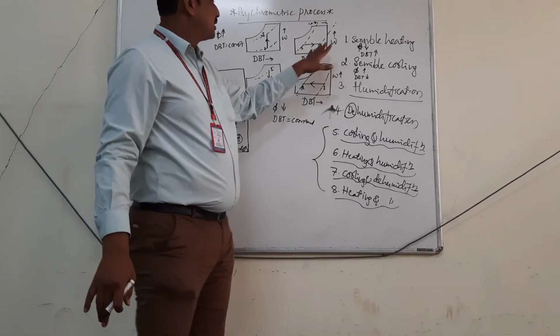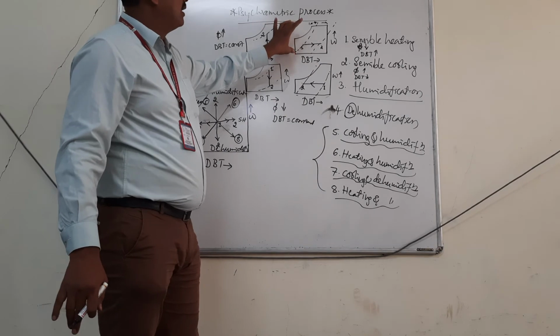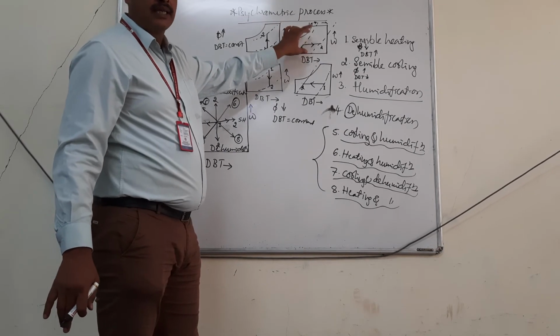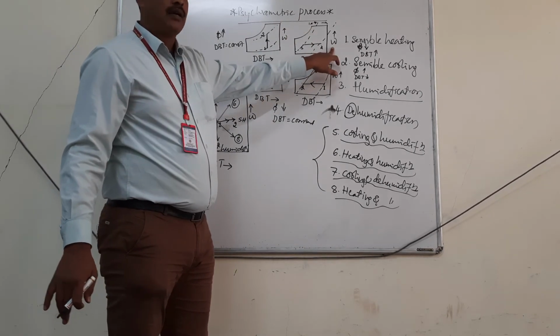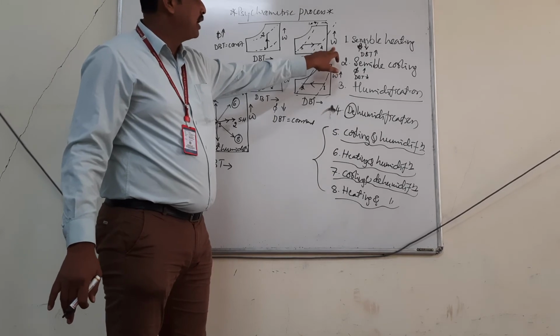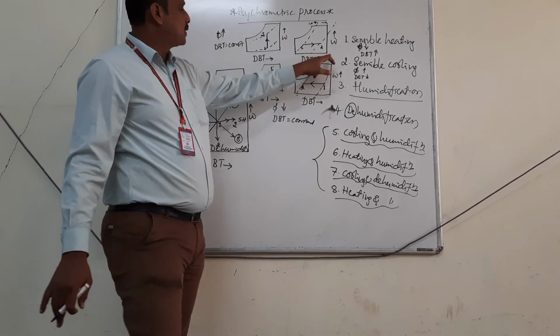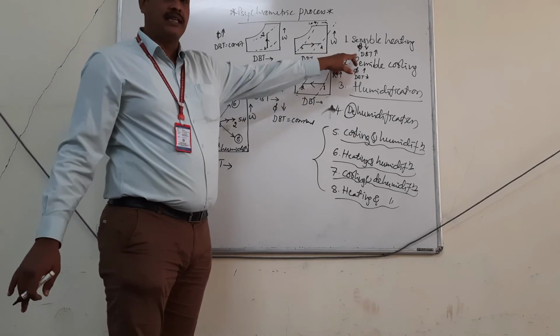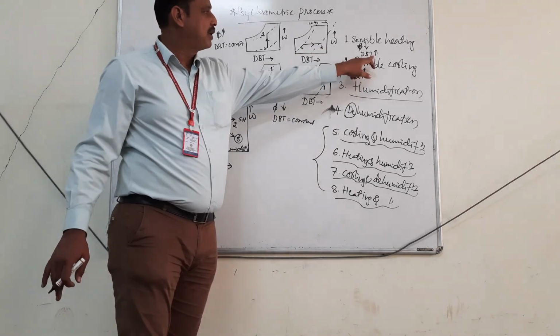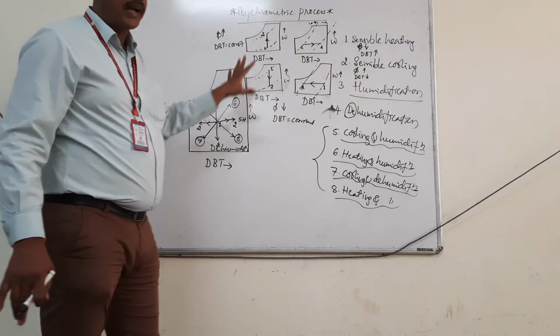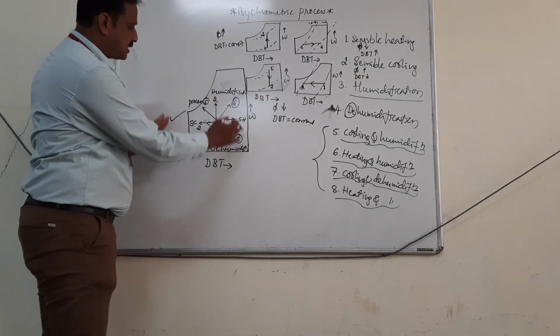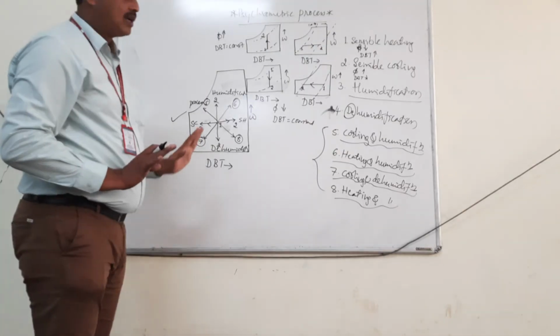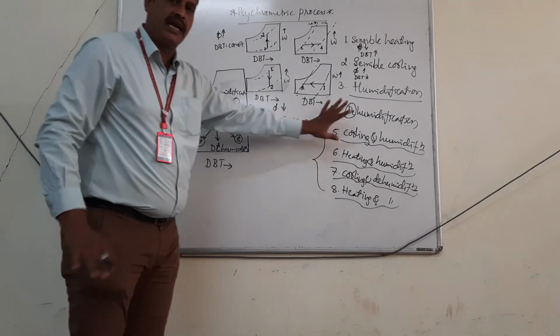What happens during this? You draw a simple chart and explain. In sensible heating, we are increasing the temperature by maintaining the specific humidity constant. During this process, the relative humidity decreases and dry bulb temperature increases. Like that, you have to explain. So if you understood this chart, you can easily explain any process asked in the examination.